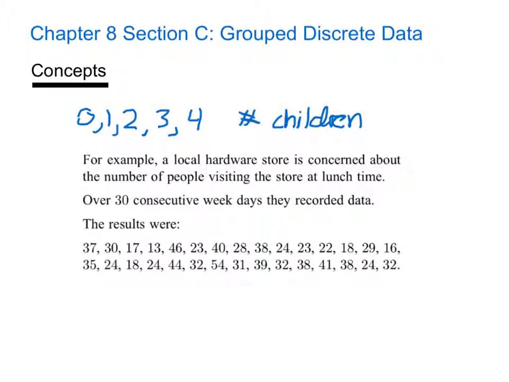let's say there's a hardware store that wants to track how many people are visiting their store during lunchtime. So over 30 consecutive weekdays, they gather this data set. And you can see that there are a wide range of variables here. And so a normal tally frequency table or column graph wouldn't be very effective here because we have so many different values. So instead, we can group the data into like categories, which we call class intervals.